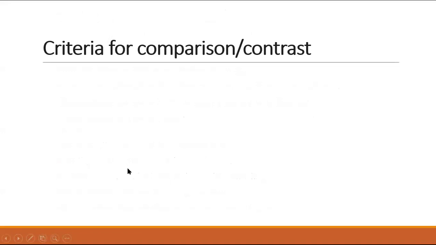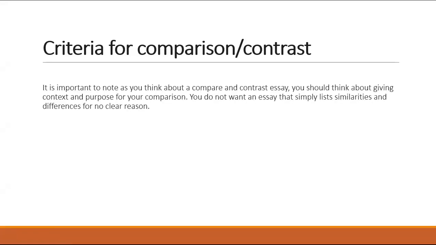So what is the criteria for comparison and contrast? How do we say these particular things can be compared and contrasted, right? And what particular traits should be discussed? It is important to note, as you think about a compare and contrast essay, you should think about giving context and purpose for your comparison. You do not want an essay that simply lists similarities and differences for no clear reason.